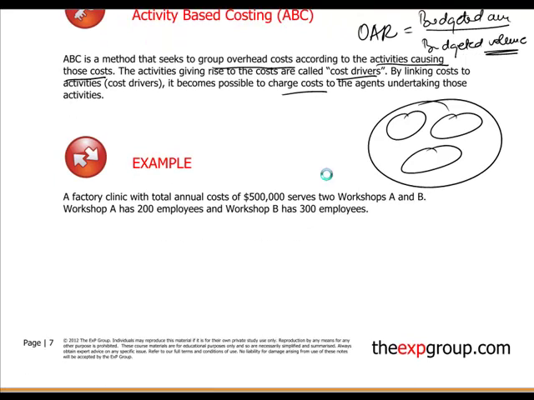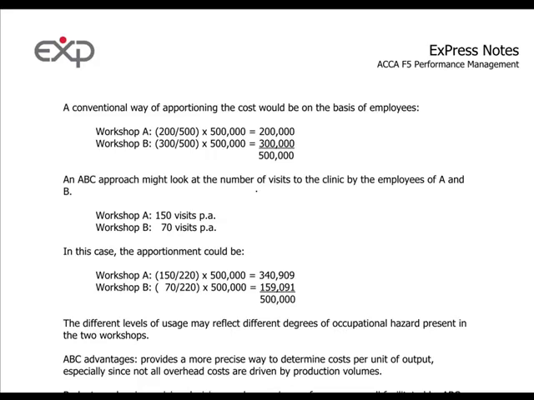We have a short example here, a factory clinic, that has annual costs of $500,000, that's the budget amount, and serves two workshops, A and B. Workshop A has 200 employees, B has 300. Then the traditional way of doing it, using the traditional OAR of allocating the costs, would be based on the number of employees, 200 and 300. We would just apportion the total costs according to the number of employees.